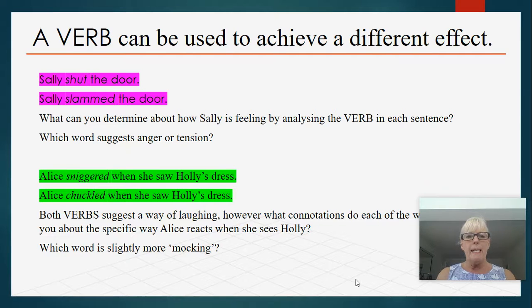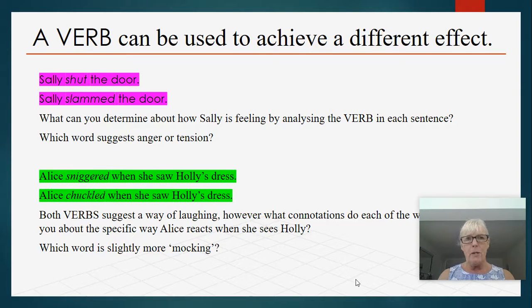Again, we've got another one. Alice sniggered when she saw Holly's dress. Alice chuckled when she saw Holly's dress. Both verbs in these sentences suggest a way of laughing at a person. However, think about connotations. What connotations do each of the words suggest to you about the specific way Alice is reacting when she spots Holly? Which word would you say is slightly more mocking? And I think you would have probably said sniggered. So they're both a way of maybe being a little bit unkind.